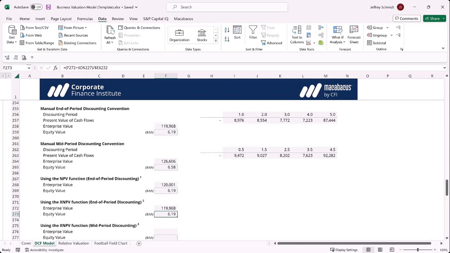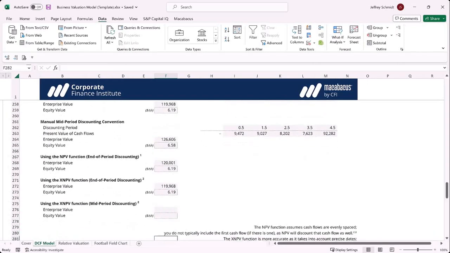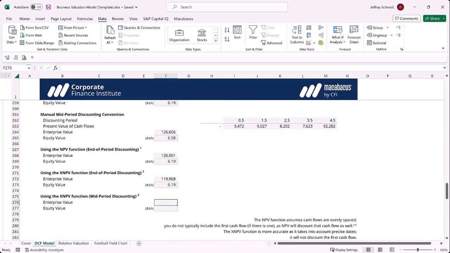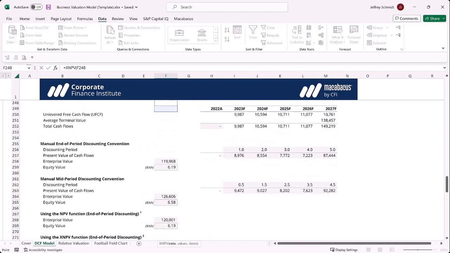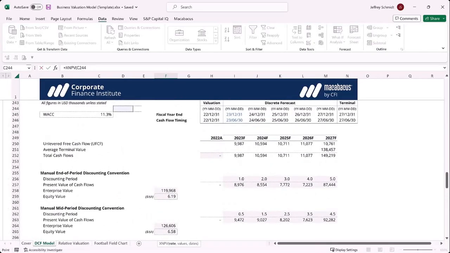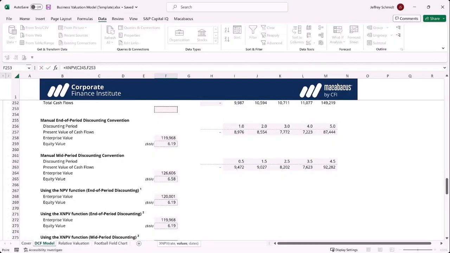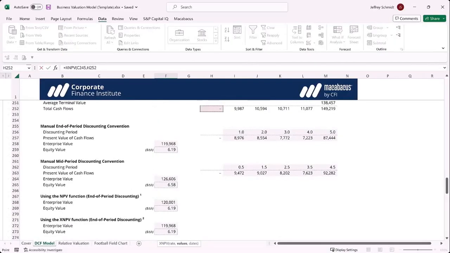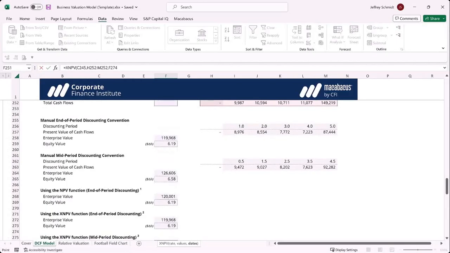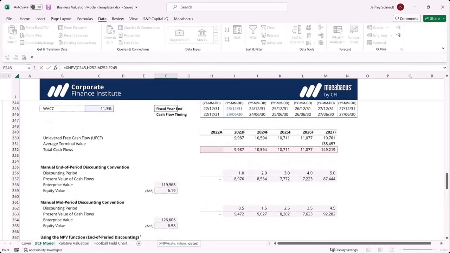Now let's use the XNPV for mid-period discounting. So again, XNPV, first argument is our WACC, and we'll take our cash flows. Again, we need to make sure we take into account that zero cash flow. And then since we're doing mid-period discounting, we want to use the dates in row 246.